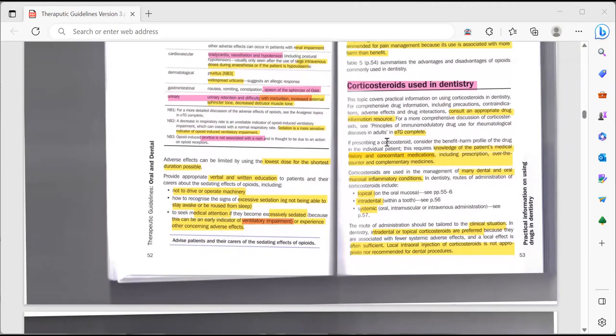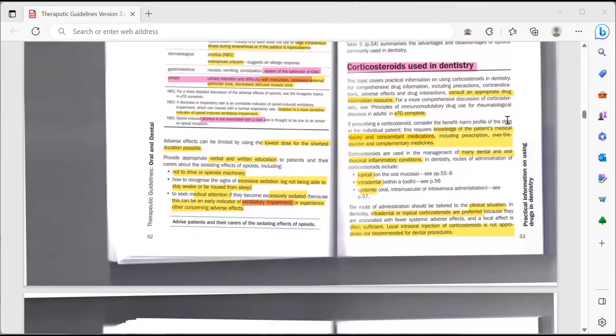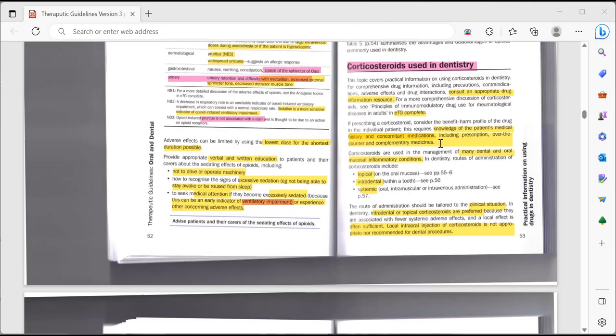Okay. Then, if prescribing a corticosteroid, consider the benefit-harm profile of the drug in the individual patient. This requires knowledge of the patient's medical history. We will read this paragraph, I think, with every medicine we are going to prescribe. We need to make sure of his medical history, if the patient is taking any other medication, including prescription medication, over the counter medication like Panadol, and any complementary medicines like, for a female, for example, the contraceptive pill. So we need to inquire about all those things because there are some interactions that can happen between the drugs.